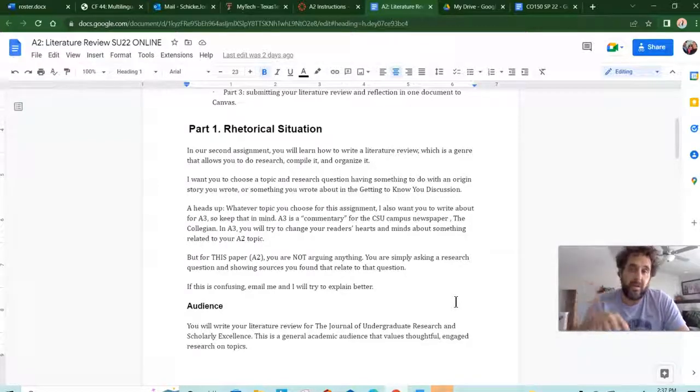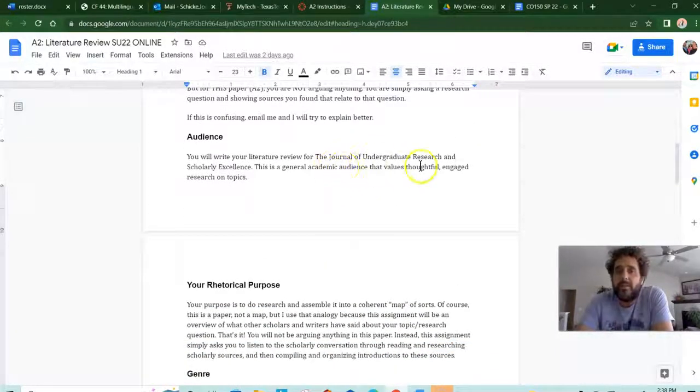Later, for A3, you're going to write a commentary in which you will make an argument. But for this paper, A2, you're not arguing anything. You're simply asking a research question and showing the sources you found that kind of help you answer that question.